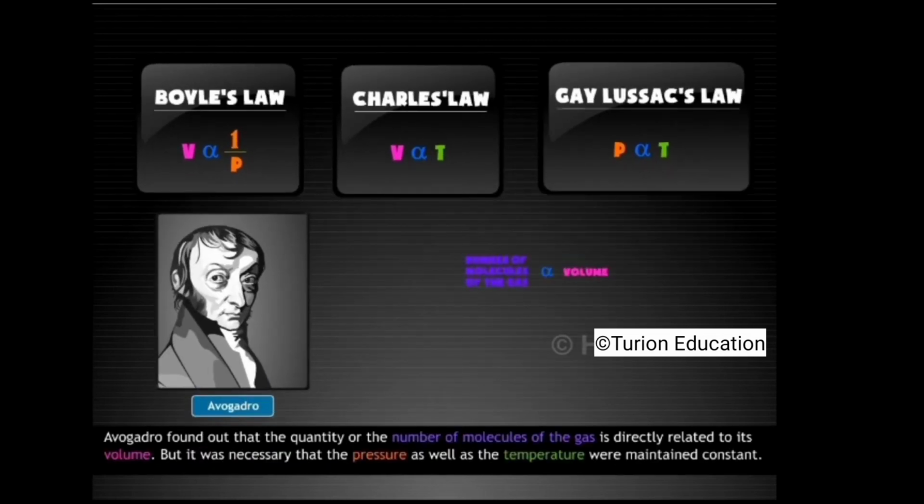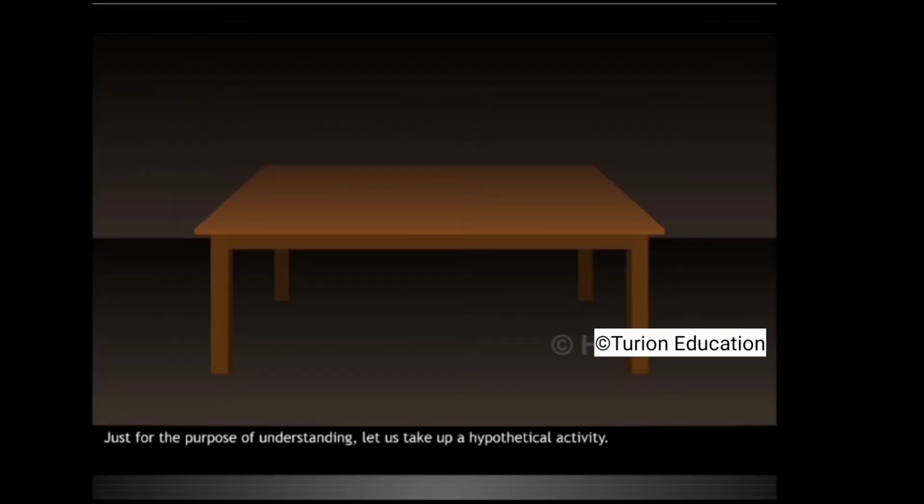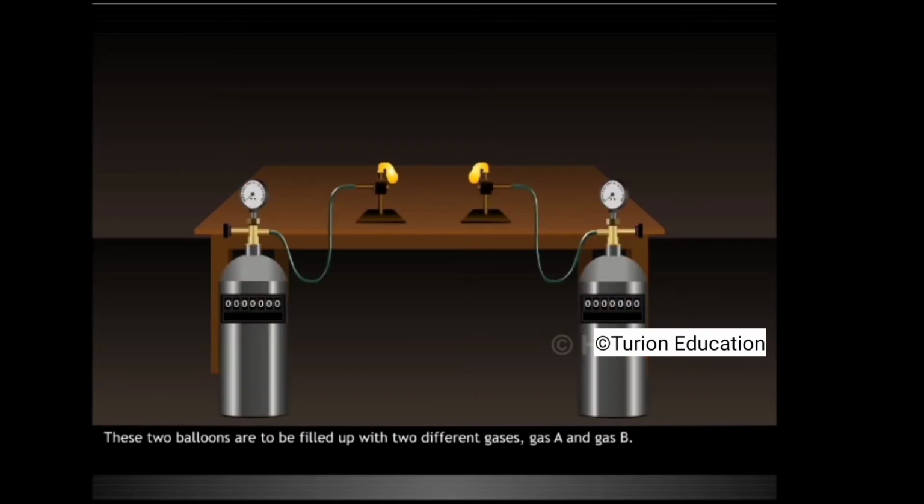Avogadro found out that the quantity or the number of molecules of the gas is directly related to its volume, but it was necessary that the pressure as well as the temperature were maintained constant. Just for the purpose of understanding, let's take up a hypothetical activity. We have 2 identical balloons. These 2 balloons are to be filled up with 2 different gases, gas A and gas B.